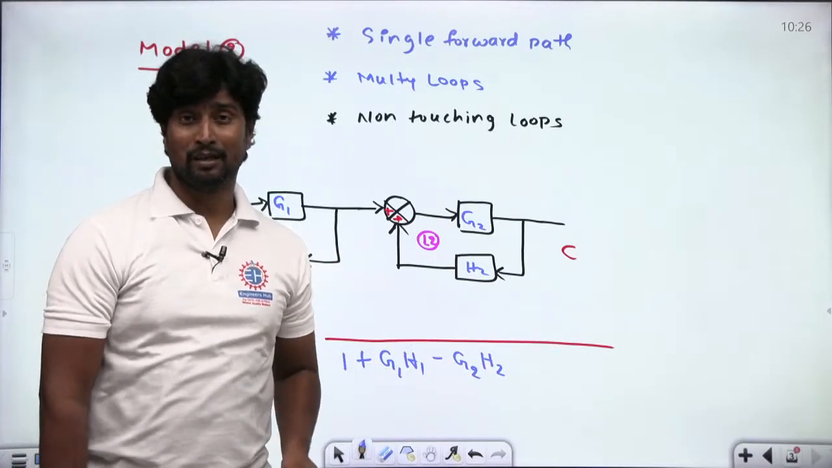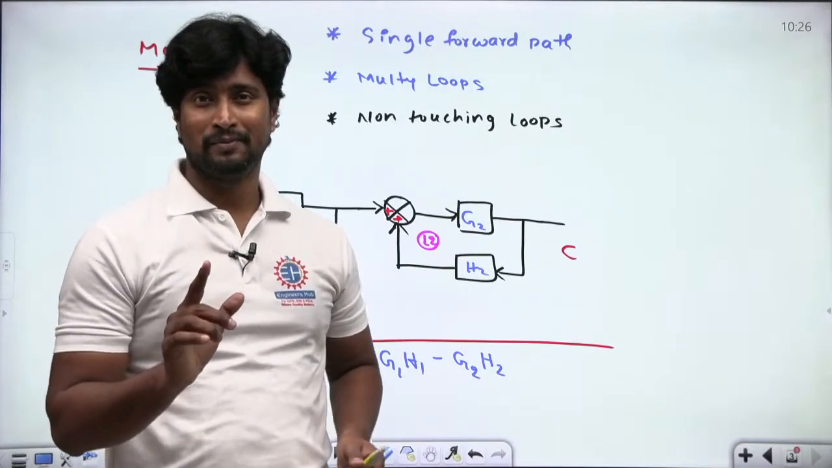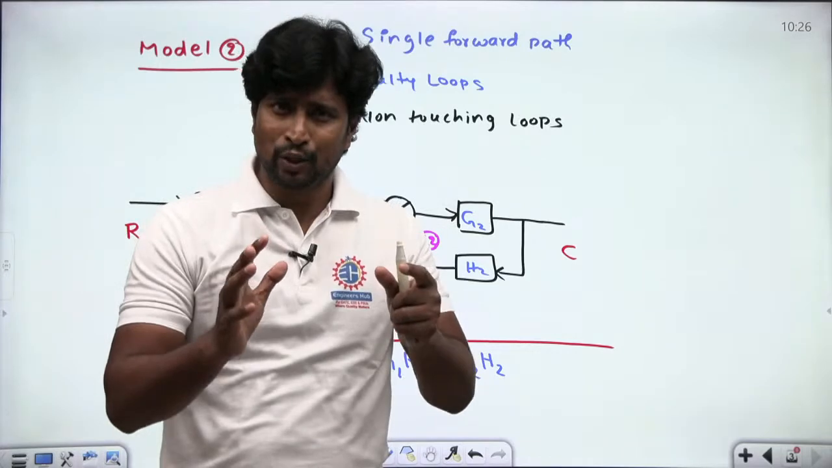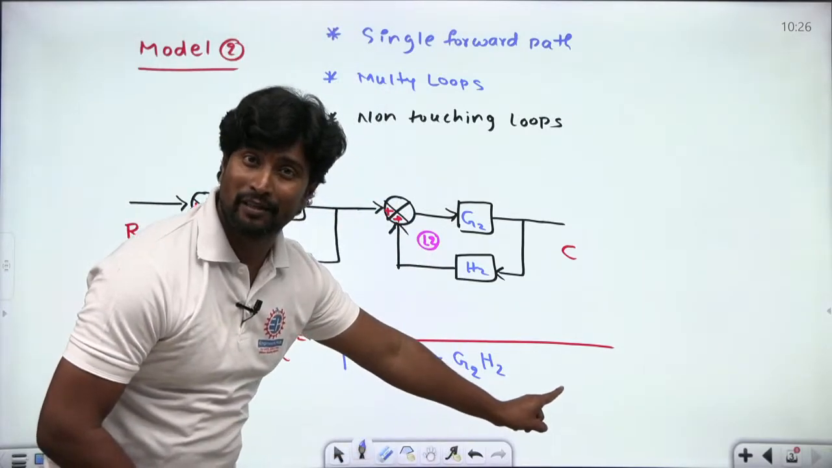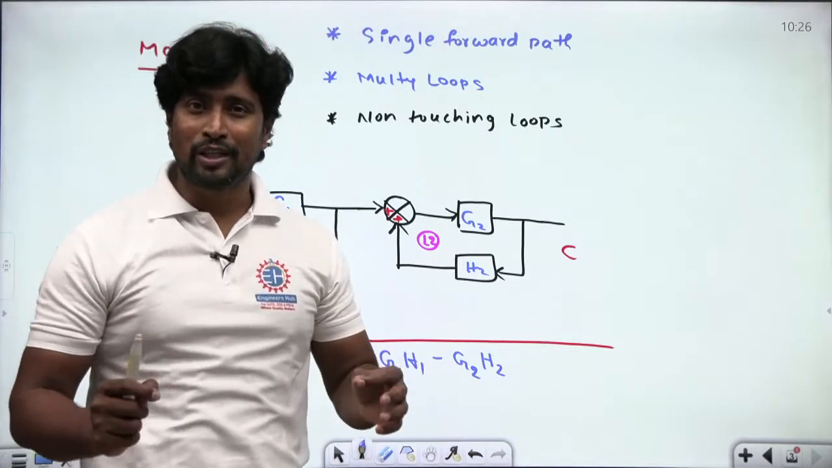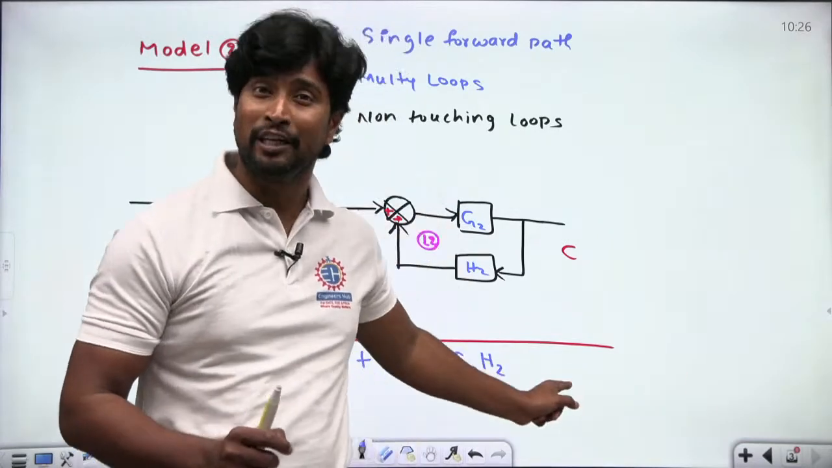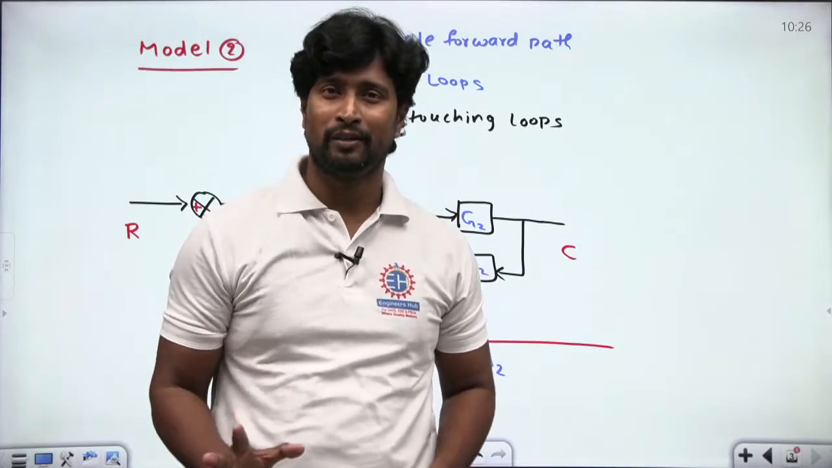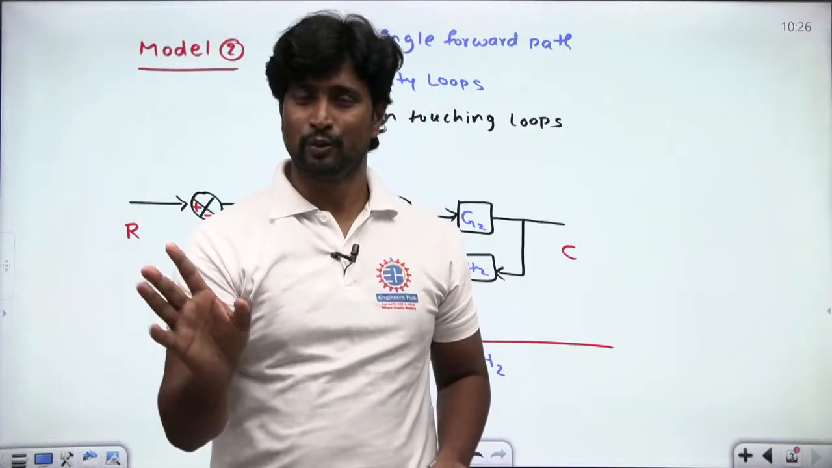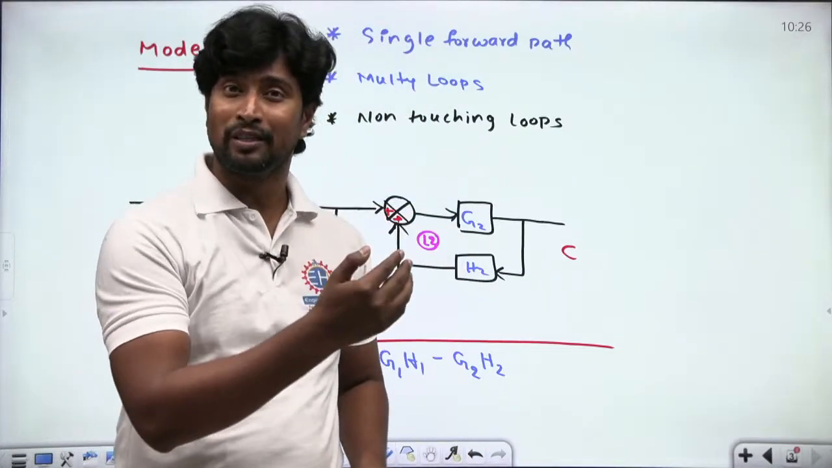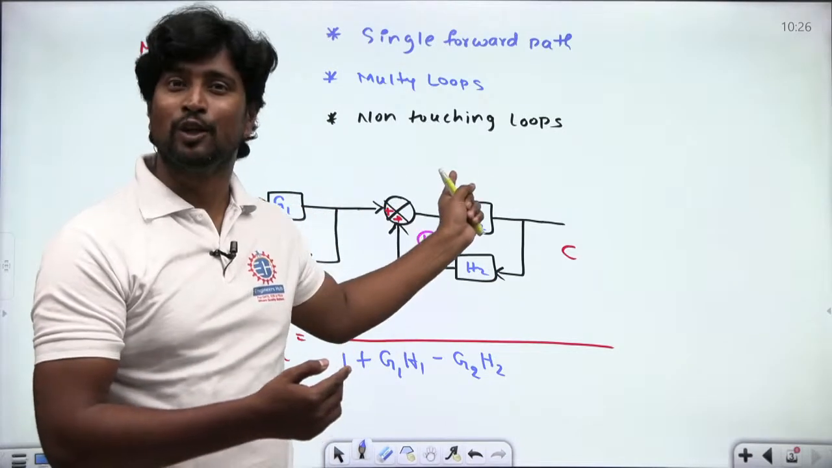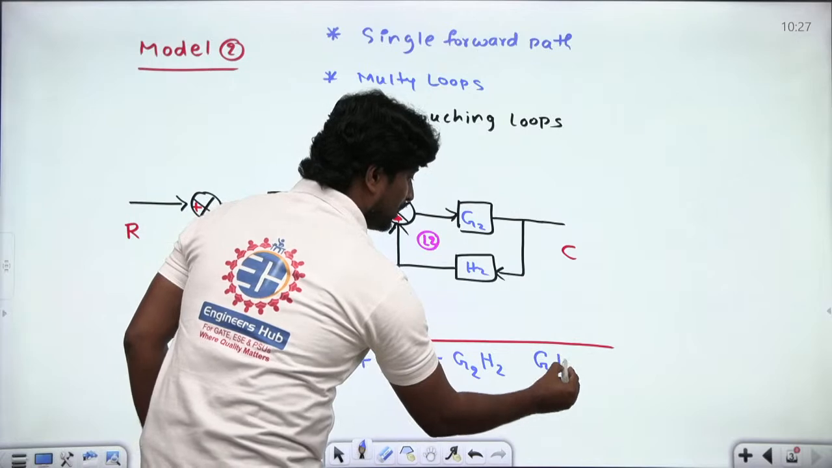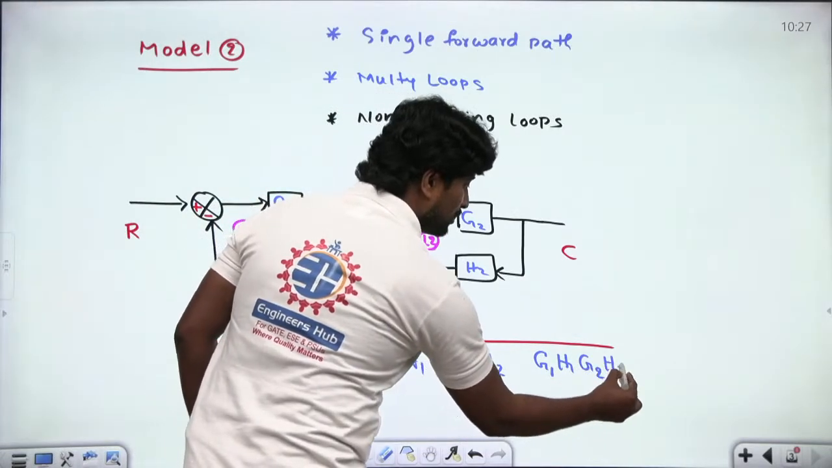But what is the speciality in model number 2? Non-touching. Guys, listen carefully. Anywhere non-touching loops are present, an extra term will be generated in the denominator. What is that extra term, sir? Nothing. Which ones are the non-touching loops? Multiply both, that's enough. Loop 1 and loop 2 are non-touching. The loop 1 gain is G1, H1, the loop 2 gain is G2, H2. Multiply both two: G1, H1, G2, H2. So this is the extra term, guys.